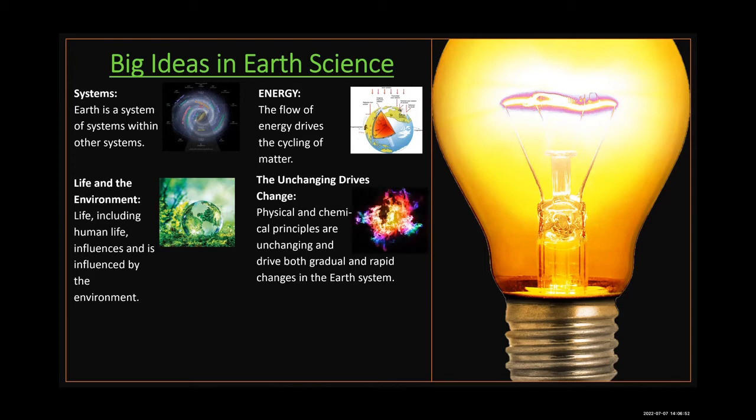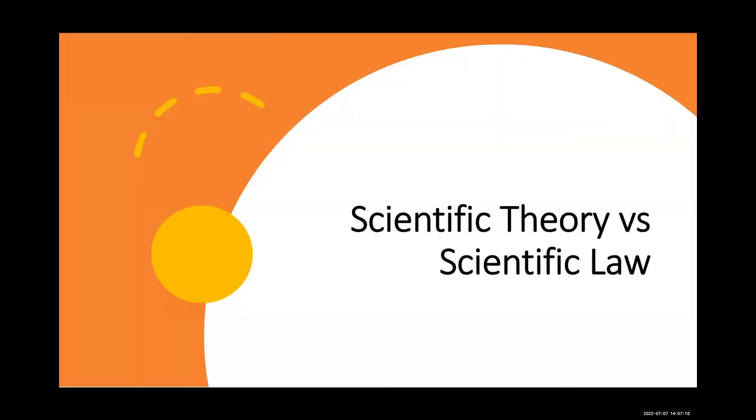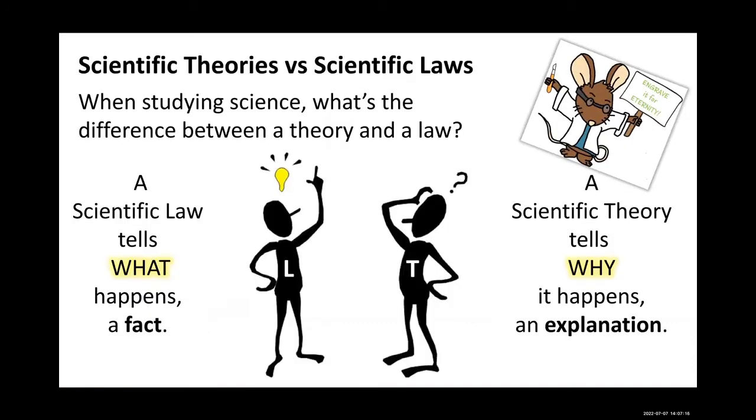Unchanging drives change. So physical and chemical principles are unchanging and drive both gradual and rapid changes in the Earth system. And then modeling and mapping. To have a deep understanding of time and scale of space, models and maps are necessary. So let's talk for a minute about scientific theory versus scientific law. Scientific theories versus scientific laws.